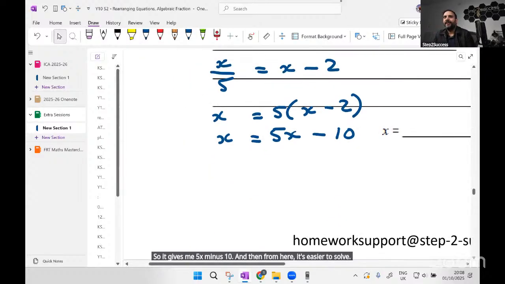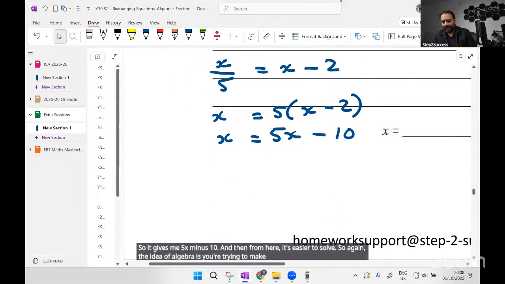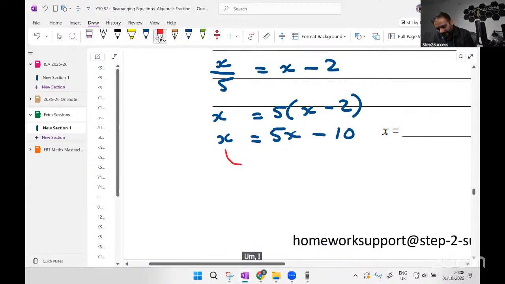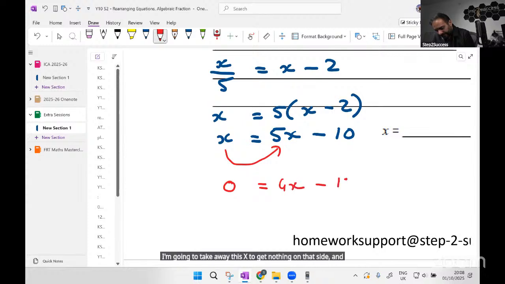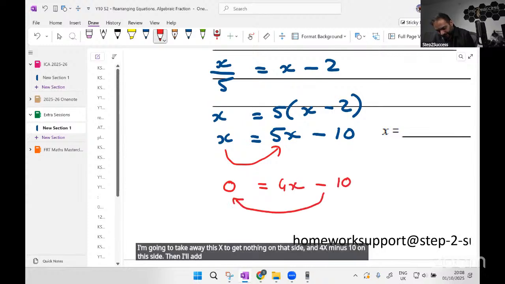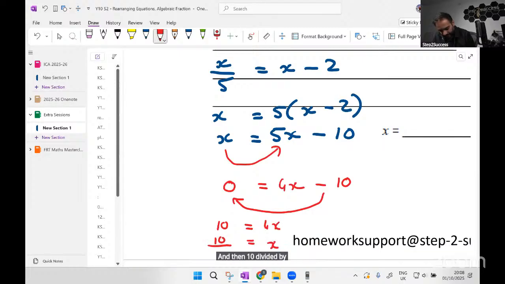So again, the idea of algebra is you're trying to make the question easier for yourself. I'm going to take away this x to get nothing on that side and 4x minus 10 on this side. Then I'll add this 10 to get 10 equals 4x, and then 10 divided by 4, or 5 over 2, would be the answer.